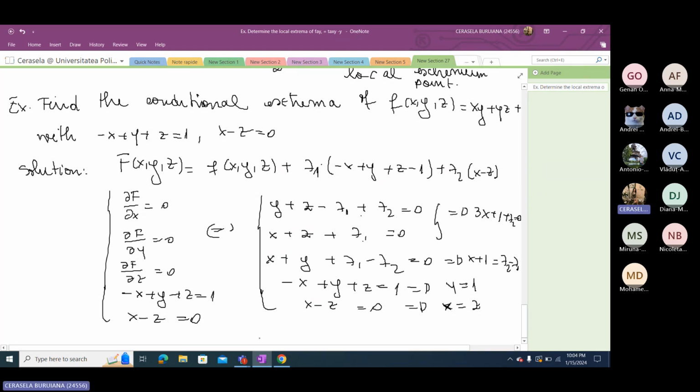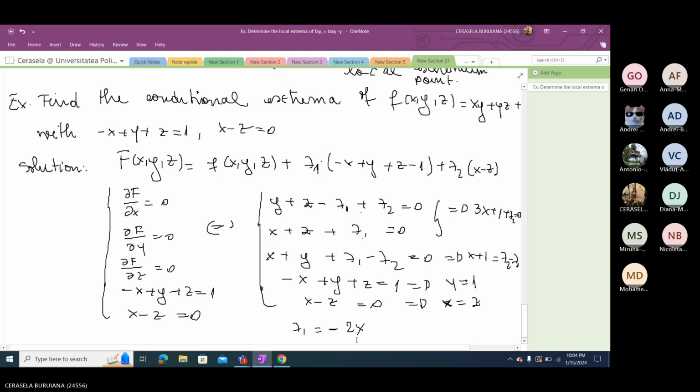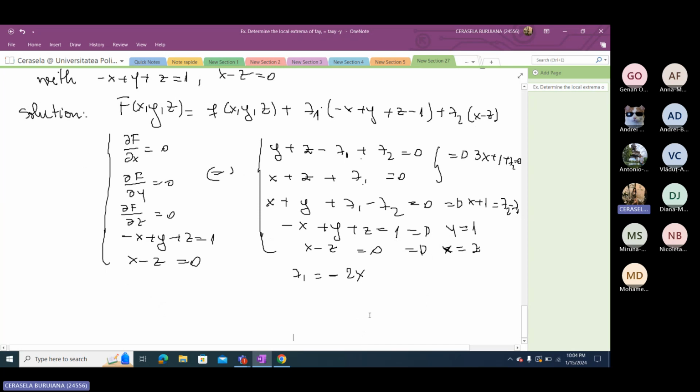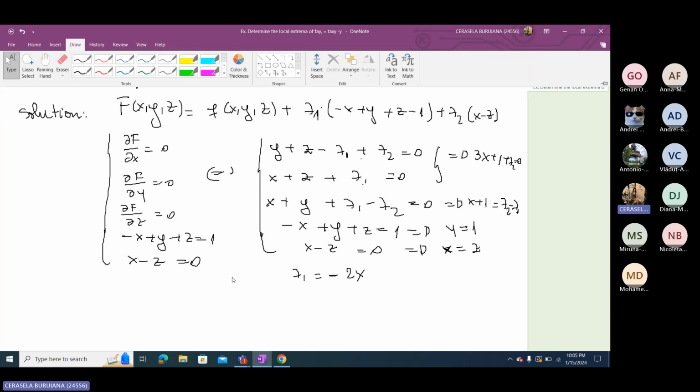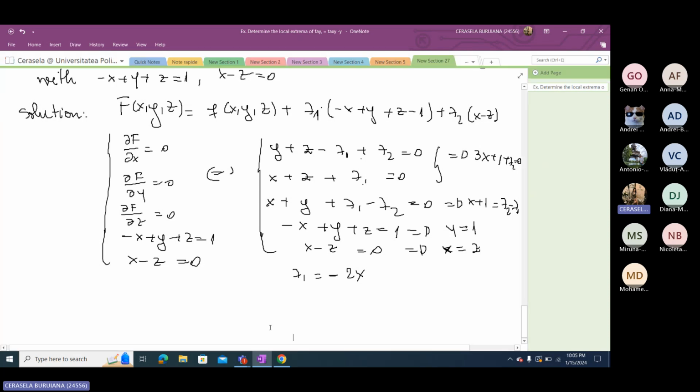So I have this equation. Also from the second one, I know that lambda 1 equals minus 2x. Okay. So lambda 1 can be written as a function of x. Lambda 2, well, should be written... I want to replace everything. Yeah, we stay too much at this system. So I know lambda 1 is a function of x.